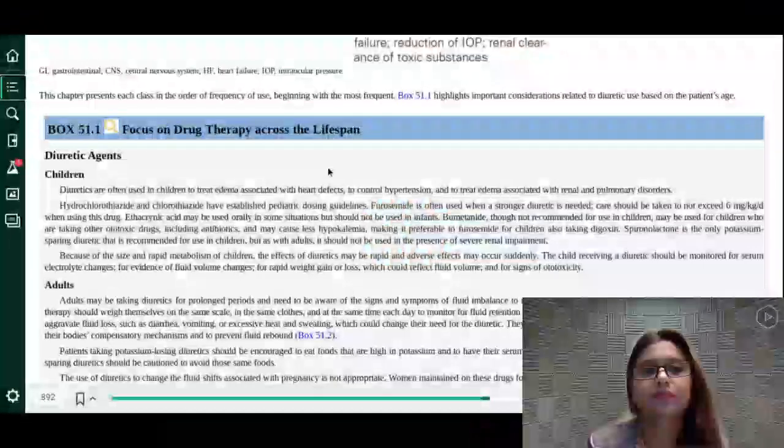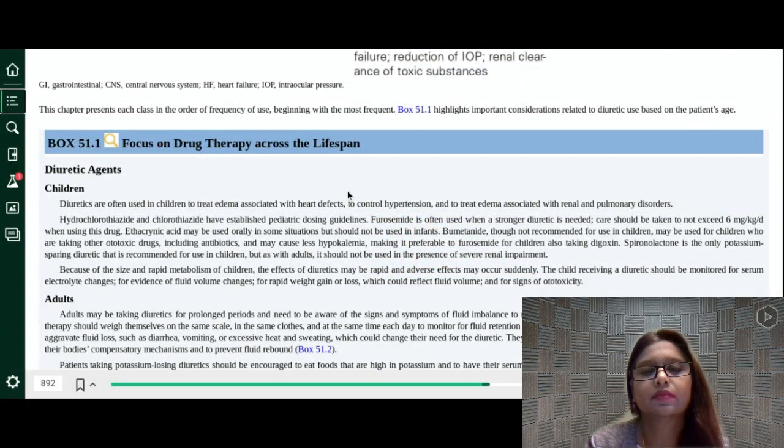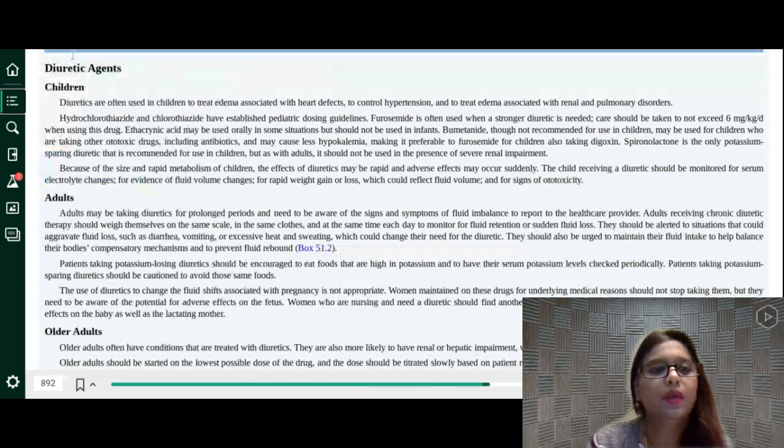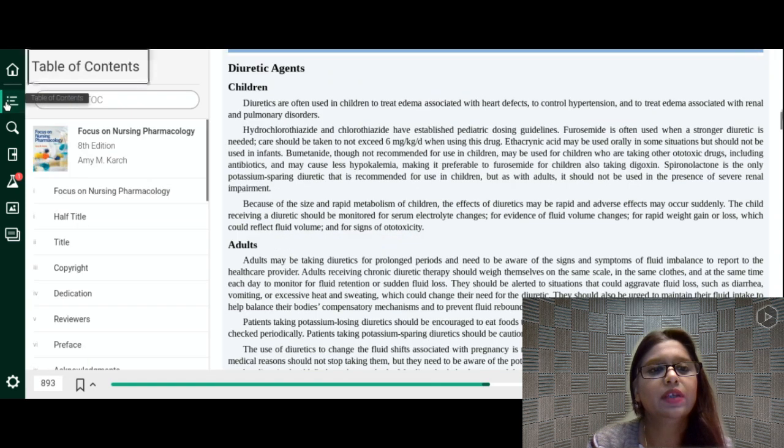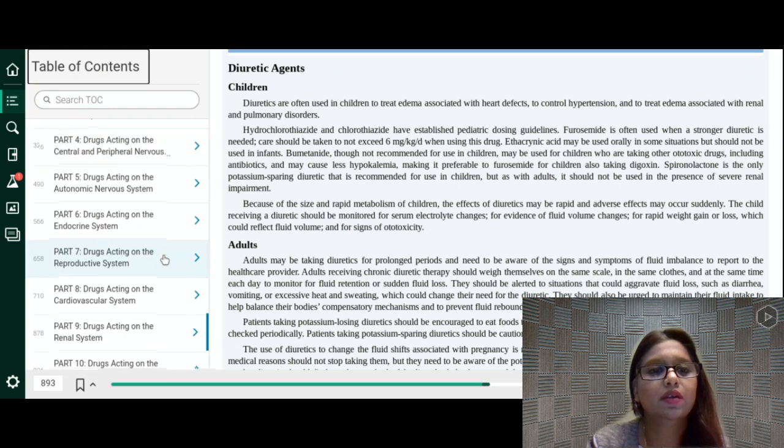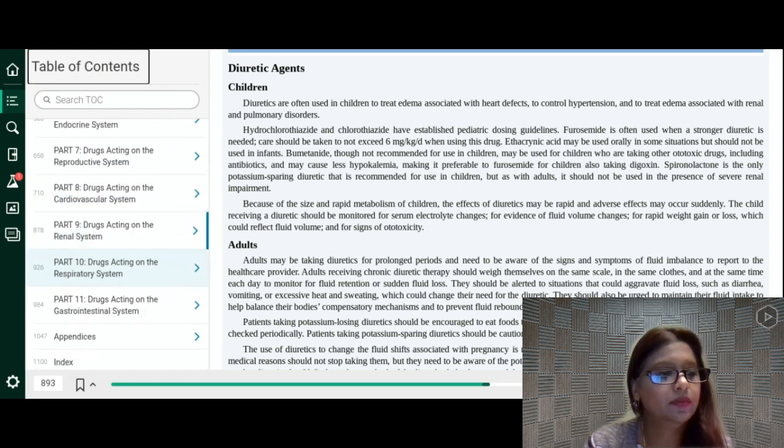So let's look at our book. What does the book say? It's always a good idea to review your book side by side. Okay. Here we are. All right. This is your book over here. What does it say? So now, this was the chapter for diuretics. We are going to go on to the next chapter, drugs for urinary tract and bladder, which is chapter number 52. We're going to go to chapter number 52.